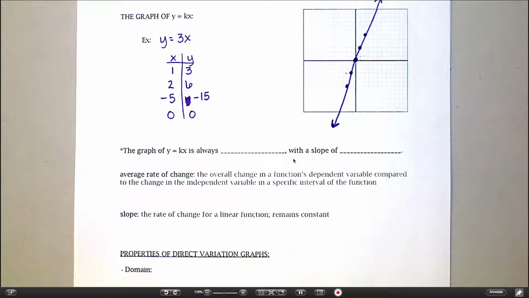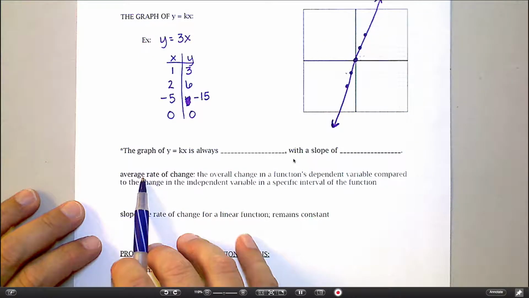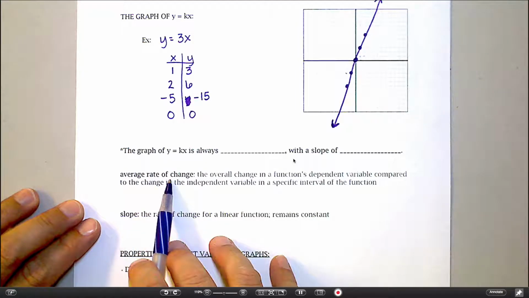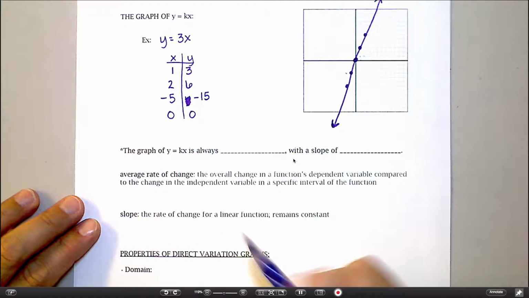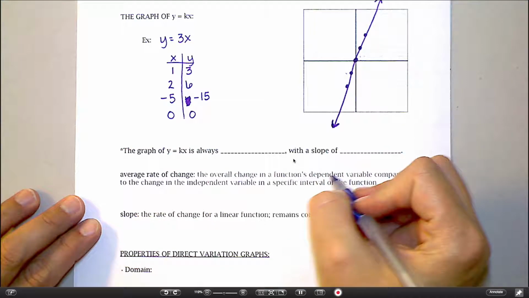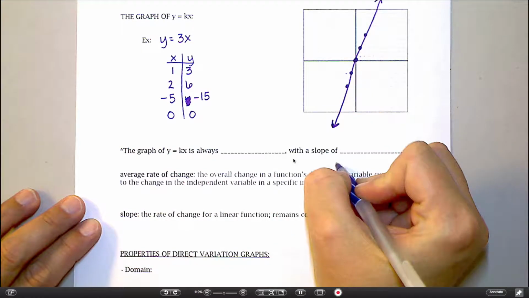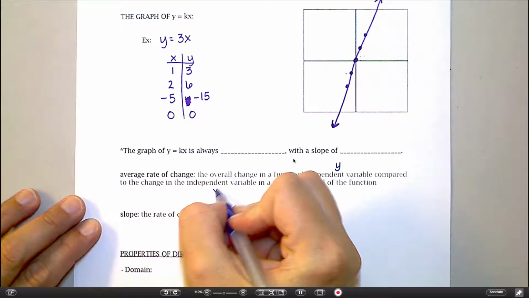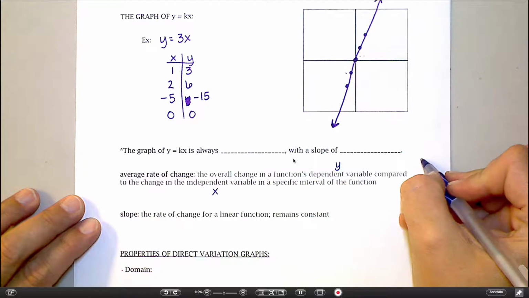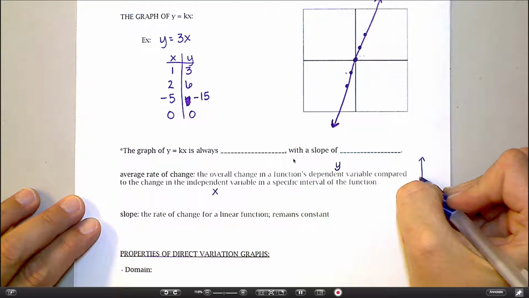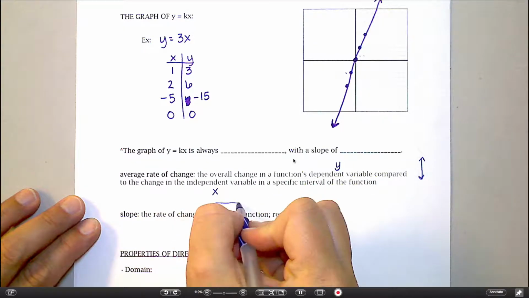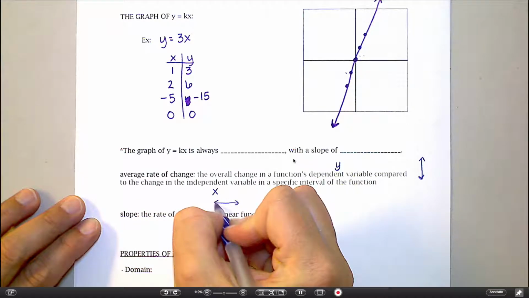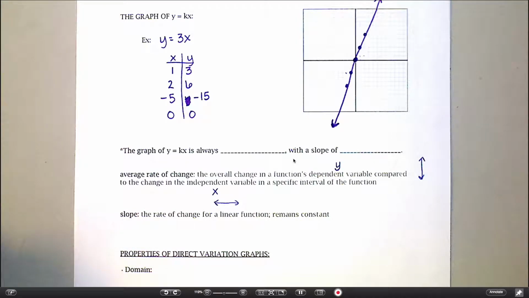But with any type of graph, we talk about something called the average rate of change. An average rate of change is just a comparison to the dependent variable, that's your y. So it's a comparison of how fast is the y changing compared to how fast the x is changing. Or how fast am I growing up and down compared to how far I'm traveling left and right. So in general, that's called rate of change. Okay, and we're going to get more into rate of change in a little while.